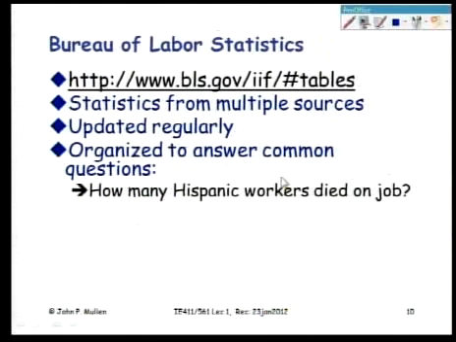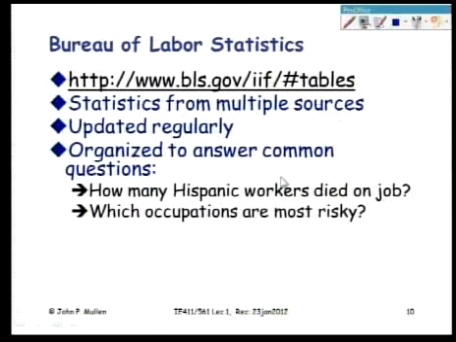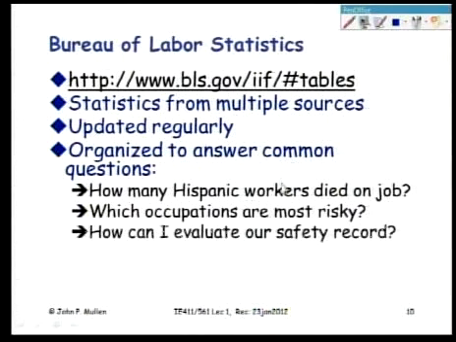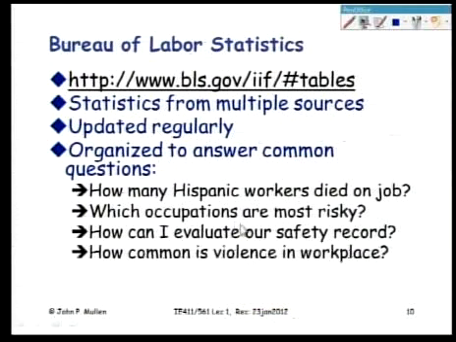For example, how many Hispanic workers died on the job? Which occupations are the most risky? You might want to consider that when doing a career choice. Okay. How can I evaluate our safety record, our being the company you work for? How common is violence in the workplace? We always hear about it in the news, but how often does it actually happen?